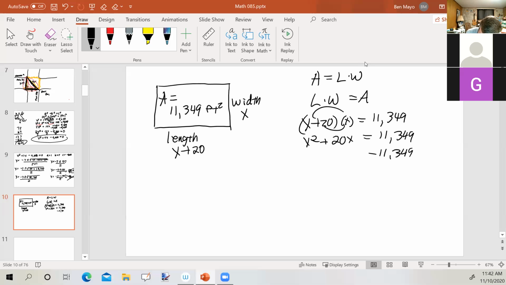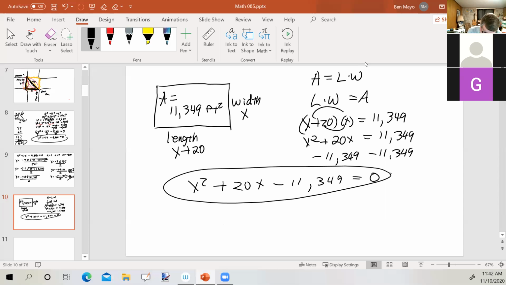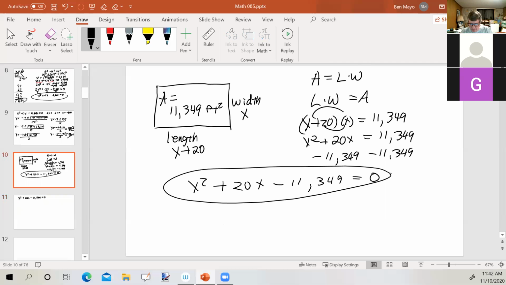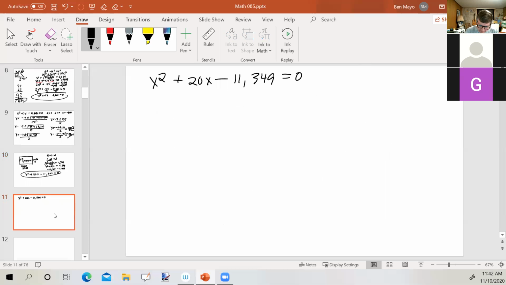Subtract 11,349 from both sides, and we get X squared plus 20X minus 11,349 equals 0. I'm going to take that and recopy it on the next page, so I have a whole page to work with to use the quadratic formula. X squared plus 20X minus 11,349 equals 0. And here back to this picture, if there's anything you're still getting there. We good to go on? I'm good. Thank you. I'm good.